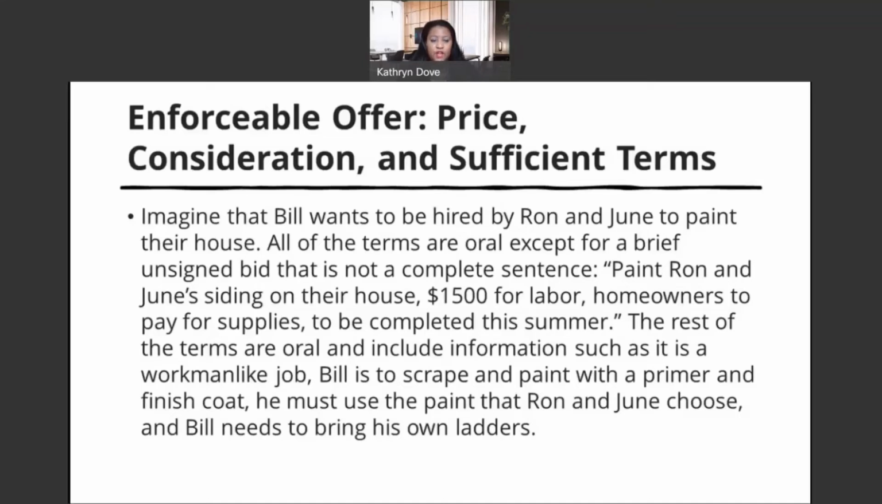He has to use a top coat. He must use the paint that Ron and June choose. Bill needs to bring his own ladders. If the homeowners agree to that, that becomes an enforceable contract. They accept Bill's offer, even though not every single term is spelled out in writing. That's enough for a contract.